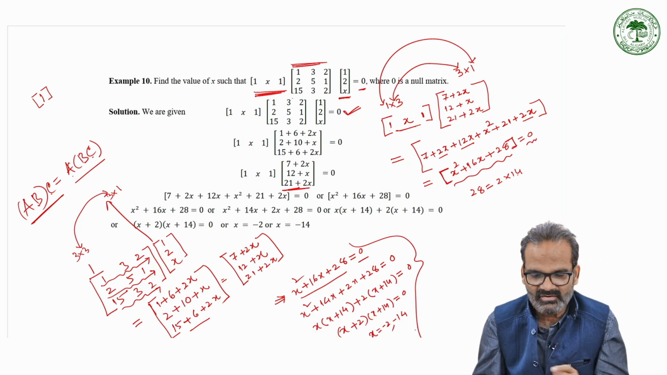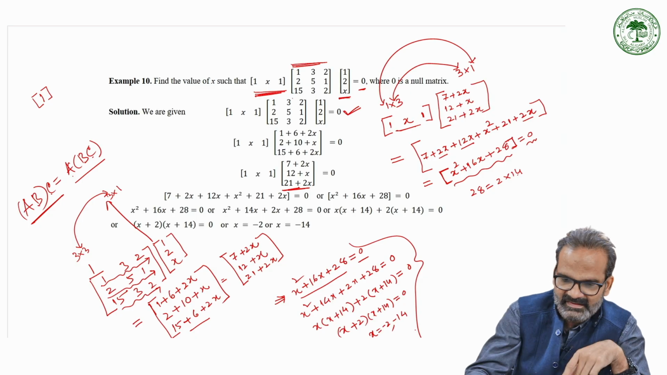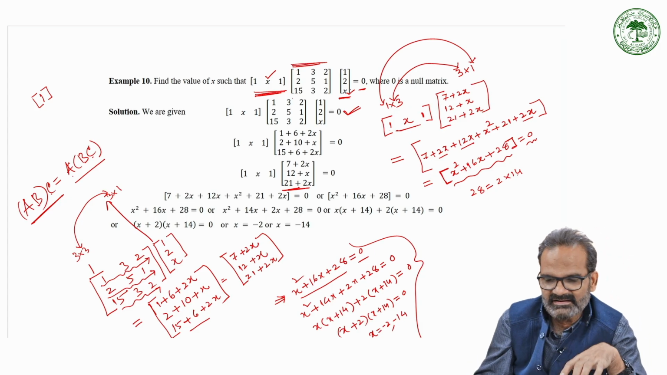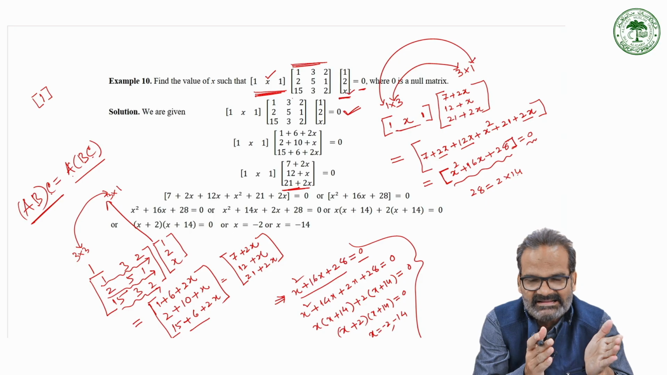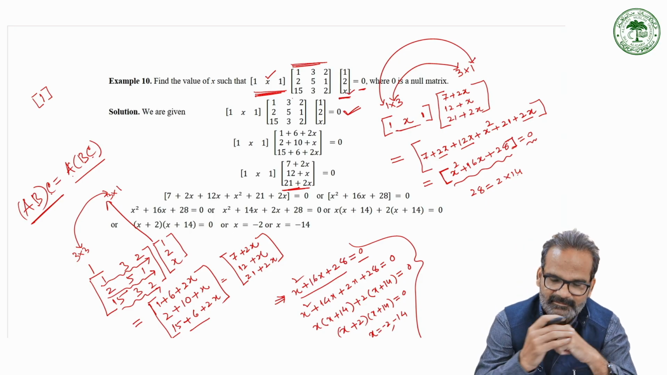These are the two values of x for which this matrix equation is satisfied. It means if we take here minus 2 in place of x as well as here in place of x minus 14, then the product of the three matrices lying in the left hand side will be equals to a null matrix, right?